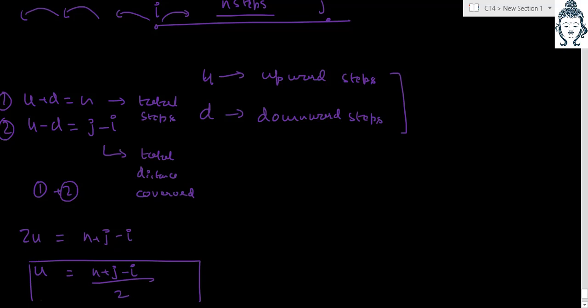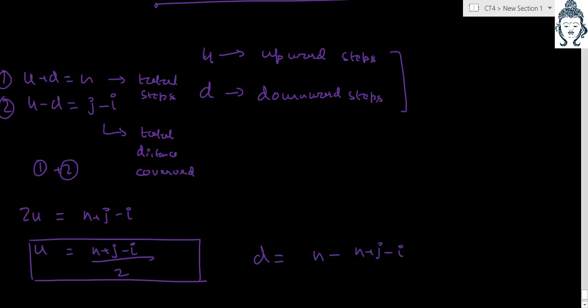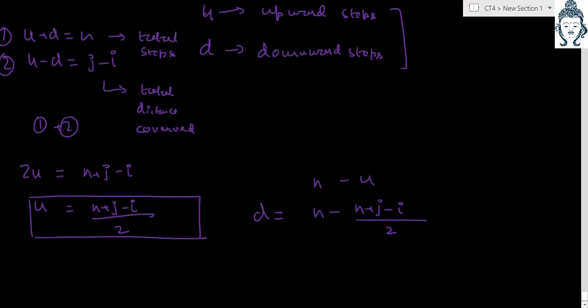And if you try to see, your d would be equal to, from equation 1, you can say it would be equal to n minus u, right? You'll have to deduct it from n, right? That was d. So that would be n minus u, and that's equal to n minus (n plus j minus i)/2. So this would be equal to (n minus j plus i)/2. This would be equal to my value for d, right?